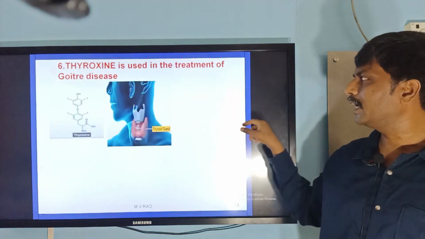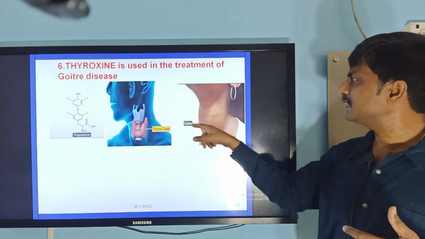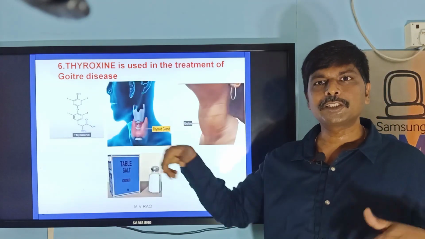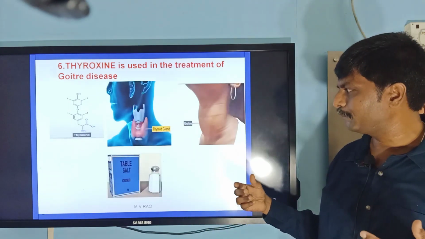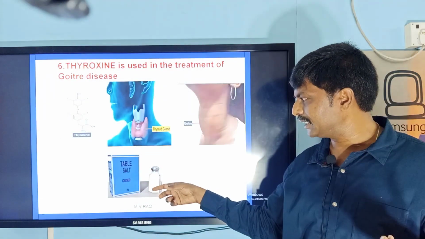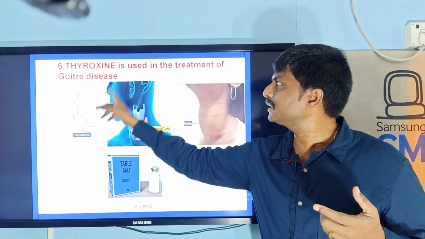It is the thyroid gland, butterfly model. So goiter disease will come in the thyroid gland due to deficiency of iodine. So that's why the government is encouraging people to take iodized salt, because iodine deficiency is covered by using iodized salt. So you can cure this disease.